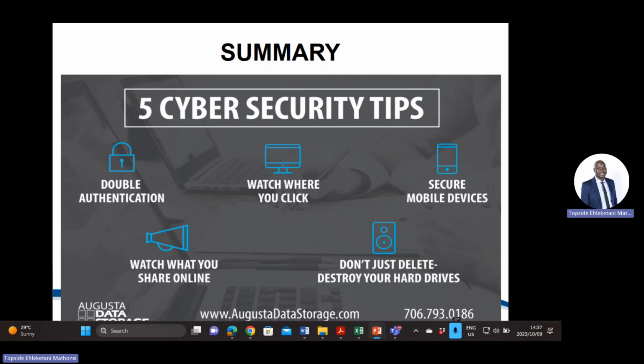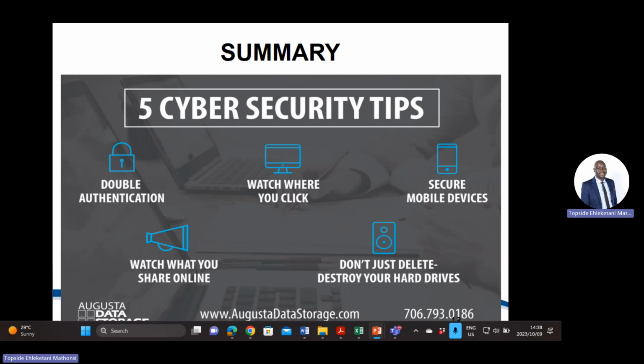Be very cautious of where you click. So please watch where you click. Be very, very careful. Be cautious of the emails. Don't just open or click links that you receive from unknown sources, or click links on your mobile phone that you might have received via WhatsApp or just a normal message.